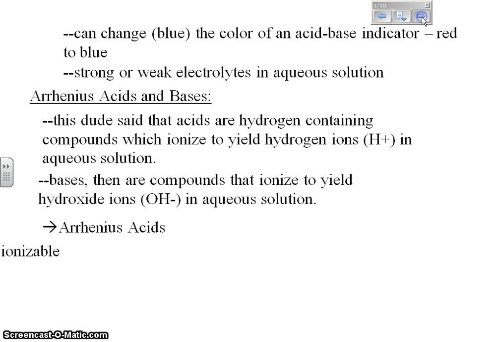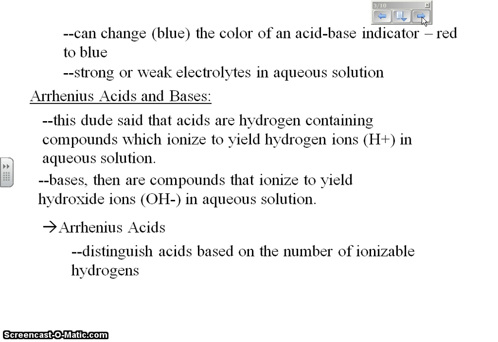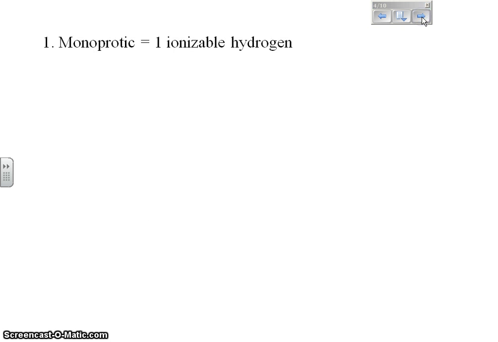Okay? More about Arrhenius acids. We will distinguish these acids based on the number of ionizable hydrogens that they have. Okay? If they have one ionizable hydrogen, we will call those monoprotic. And an example of this is nitric acid. You see one hydrogen atom right here. Ionizable hydrogen, all right?